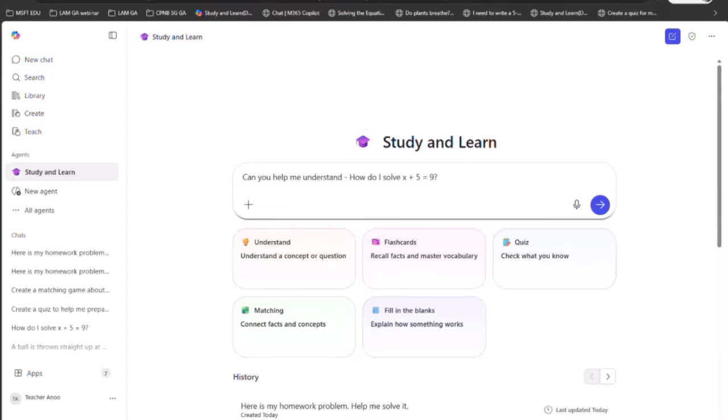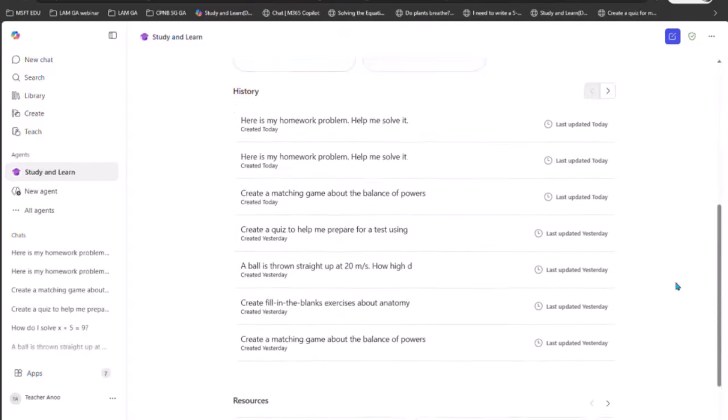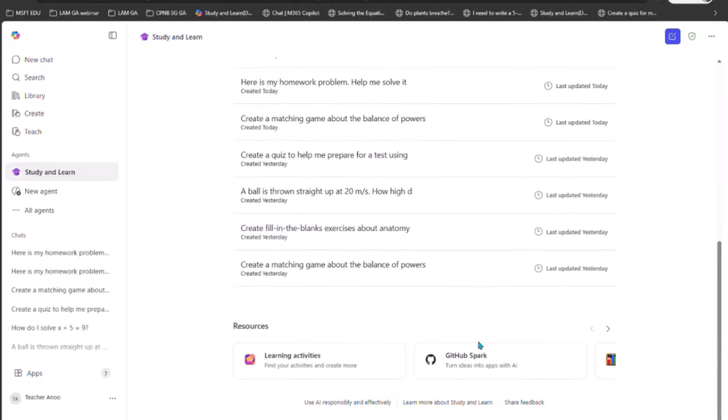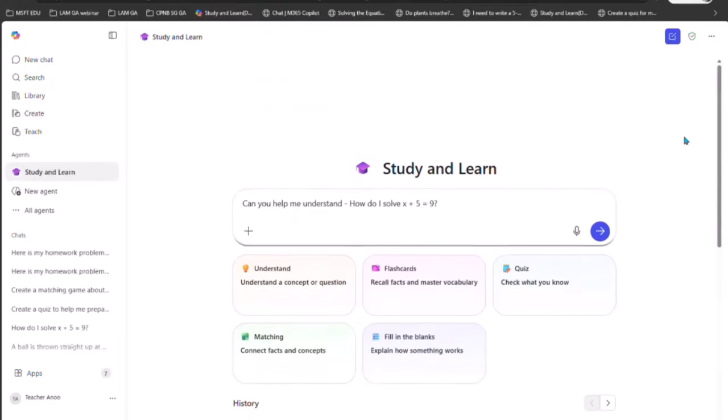We also have on the Study and Learn homepage, at the bottom, a link to an incredible AI literacy resource. Have your students use it so they learn how to use AI responsibly.